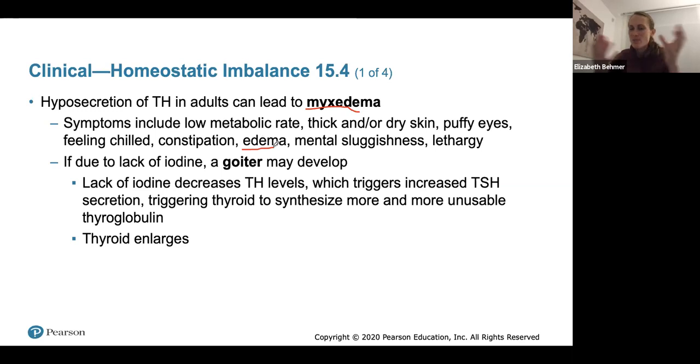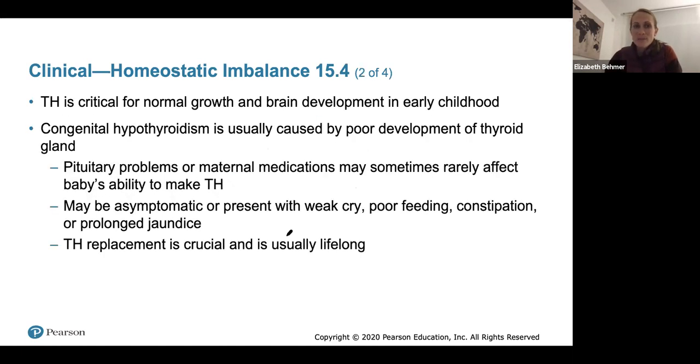So this is hyposecretion, or hypothyroidism. So not enough thyroid hormones. If you don't have enough thyroid hormones to kick your metabolism into gear, everything's going to slow down. So these symptoms all have to do with a slowing down of your body's systems. A goiter may develop due to a lack of iodine, where the thyroid could enlarge.